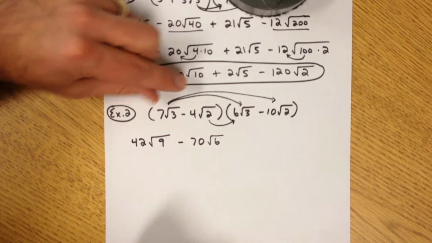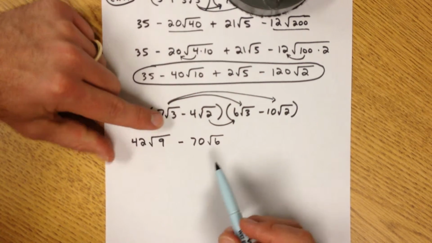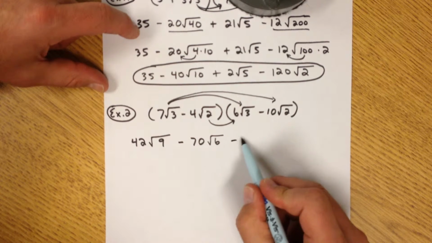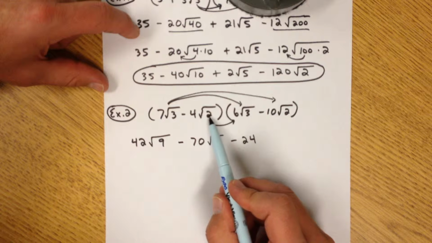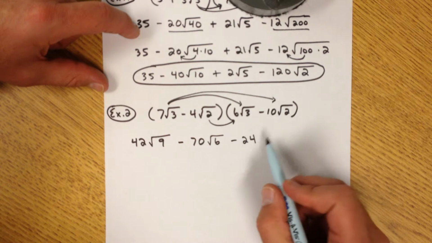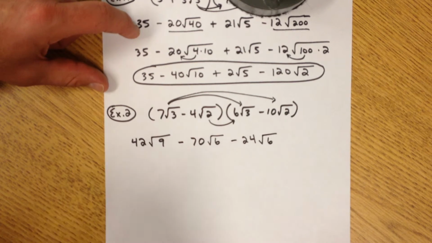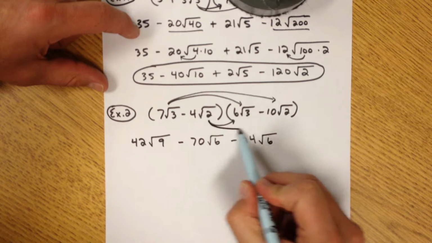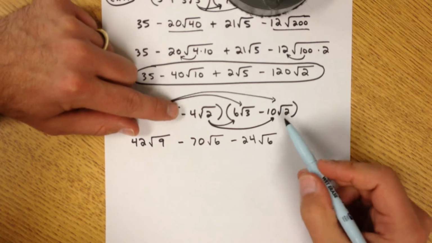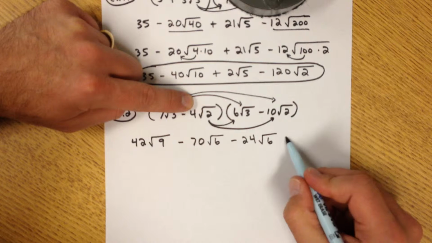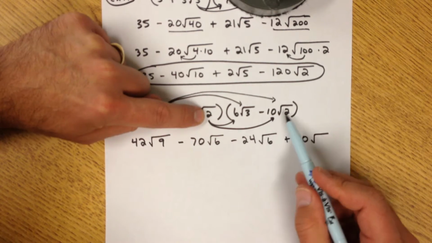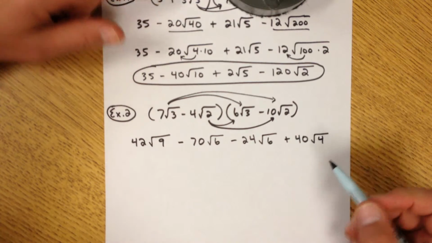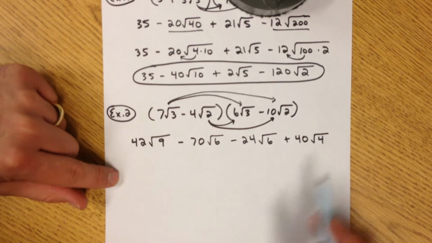We're going to distribute that part now. So we have negative 4 times 6, that's negative 24. And we also have radical 2 times radical 3, that's just radical 6. Negative 4 times negative 10 is positive 40. And radical 2 times radical 2 is radical 4, which ends up just being 2.